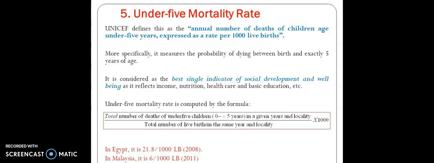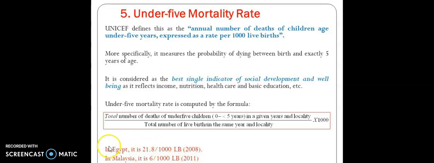So, under 5 mortality rate is computed by the formula like this: total number of deaths of under 5 children, 0 to less than 5 years, in a given year, and the denominator will be total number of live births in the same year, multiplied by 1000. For example, in Egypt, it is 21.8 per 1000 live births in 2008, and in Malaysia, it is 6 per 1000 live births in 2011.